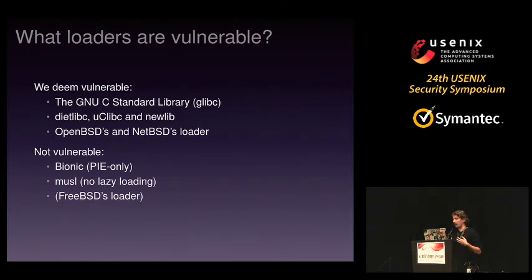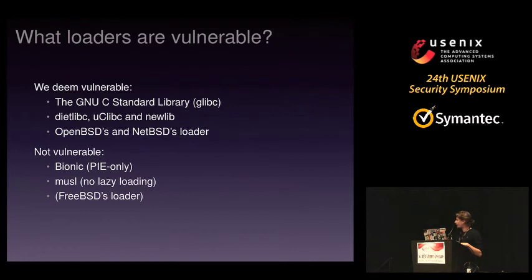The Bionic C standard library, which is used in Android, is not vulnerable because it just supports PIE binaries. And Musl is an interesting case because it's kind of safe because it simply does not implement the functionality we rely on to perform the exploitation, which is lazy loading, which is, in this case, the missing of a feature. It's kind of a feature itself, if you want.